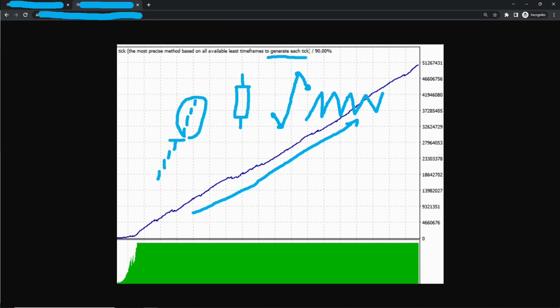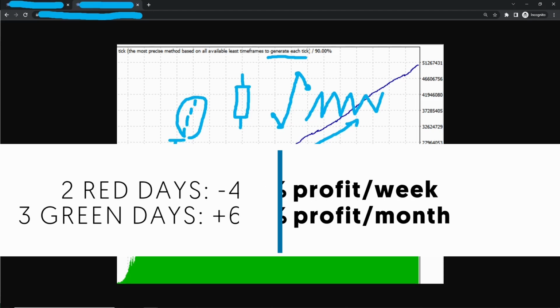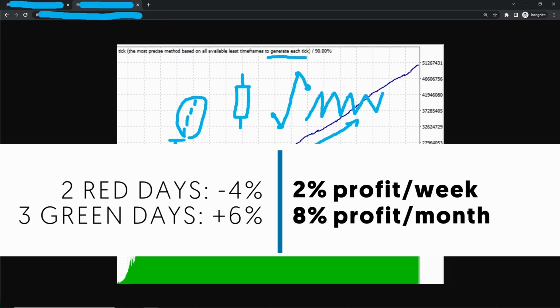For example, on a red day you lose 2% of your account, and on a green day you make 2% of your account, winning 3 days out of 5 every week. You are making 2% of profit per week. 8% of profit per month if we consider that we have 4 weeks in 1 month. Guys, 8% per month is an amazing result.